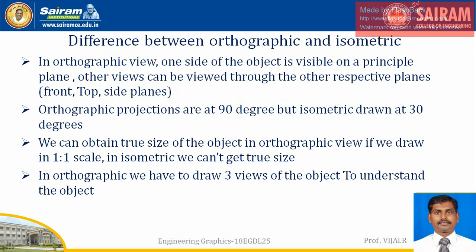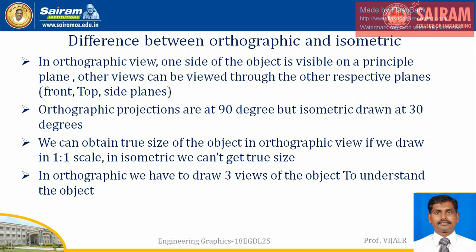What is the difference between orthographic and isometric? In the orthographic view, one side of the object is visible on a plane, that is the front view, top view or side view. So we get the views in each respective plane: front plane, top plane, side plane. In orthographic projection, the projectors are at 90 degrees, but in isometric it is 30 degrees, and we can obtain the true size of the object in orthographic view if we are drawing at 1:1 scale.